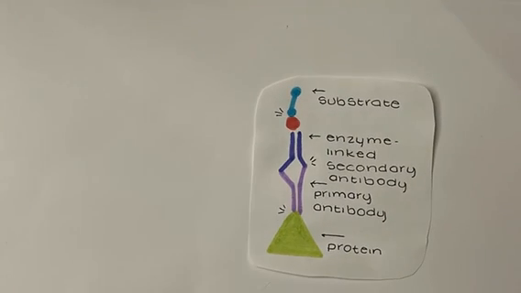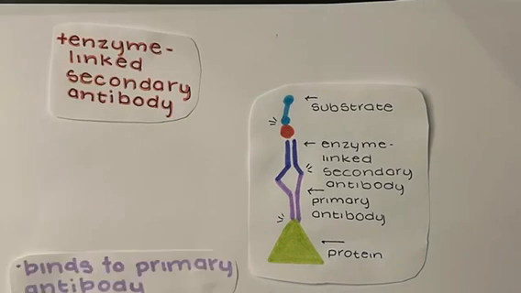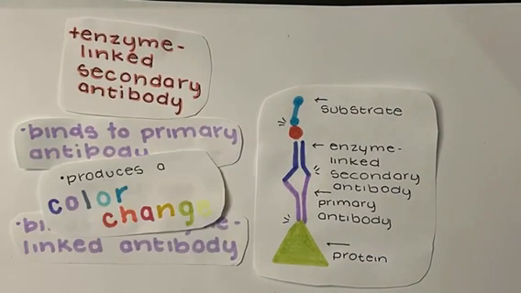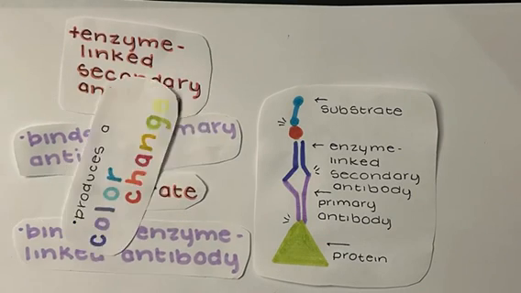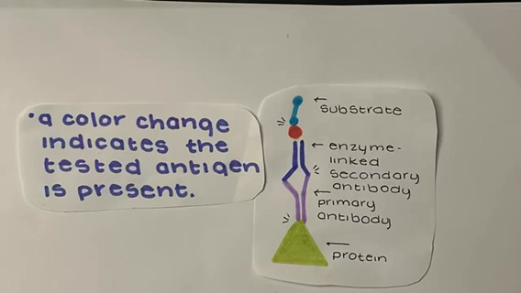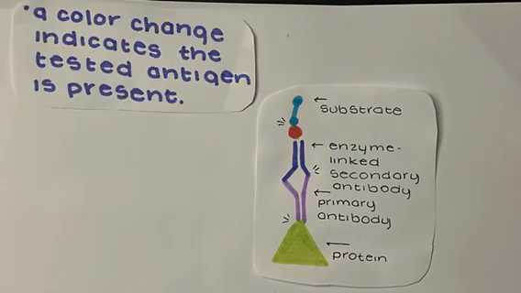To recap, indirect ELISA uses a protein from an experimental sample, a primary antibody, an enzyme-linked secondary antibody, and a substrate. When the substrate and the enzyme-linked antibody connect, this is what produces a color change. A color change indicates the tested antigen, such as bacterial meningitis, is present.